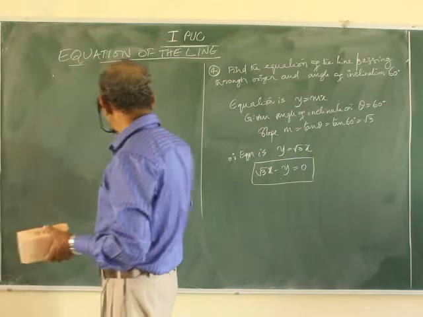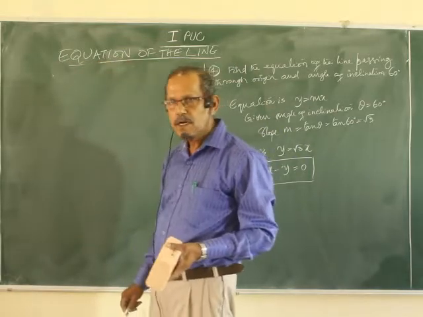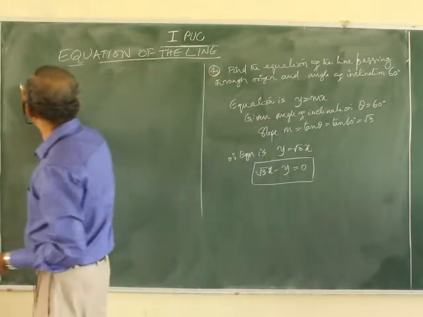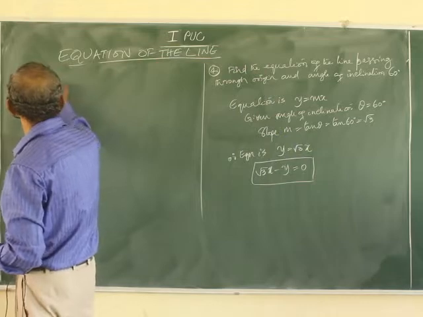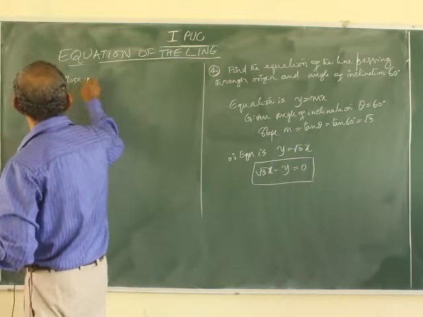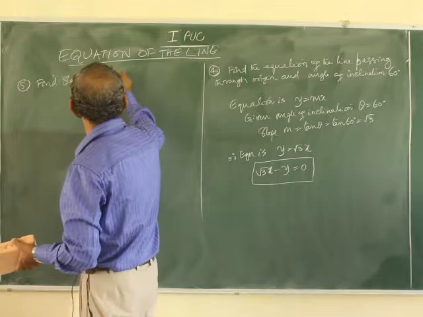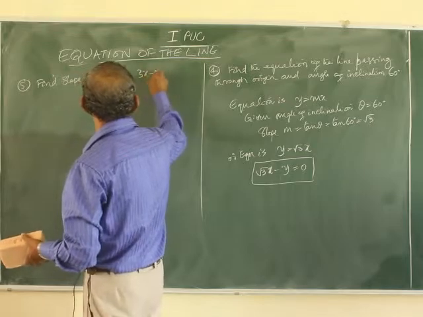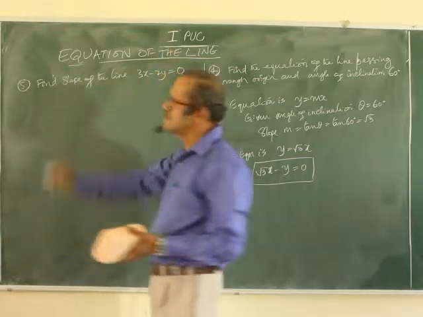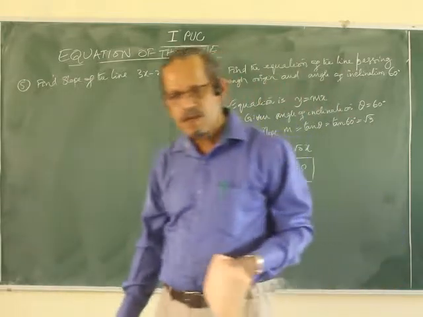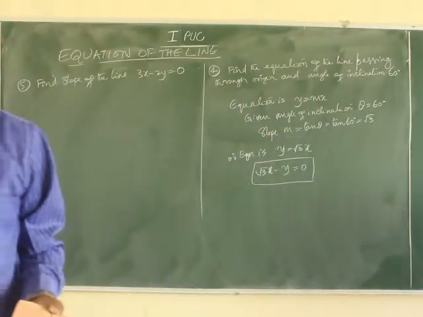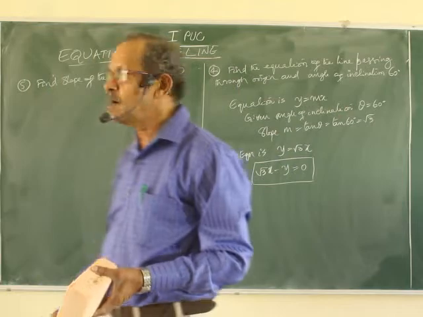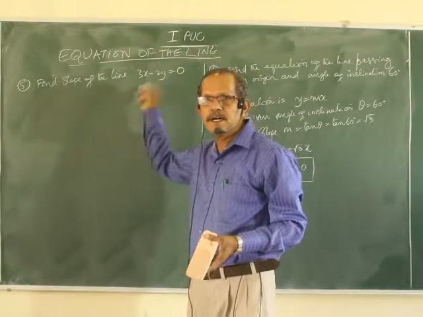Let me give you the equation. Can you find the slope? Reverse. Problem number 5 is this. Find slope of the line 3x minus 2y equal to 0. Yes. So far, given the slope, you know how to find the equation, no? Now equation is given, find the slope.